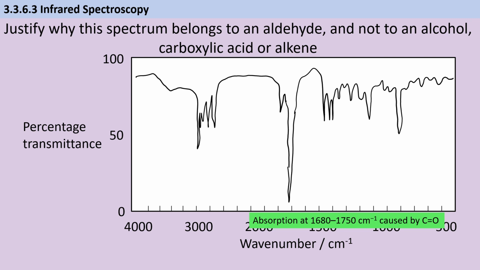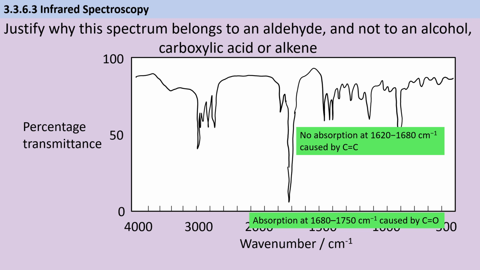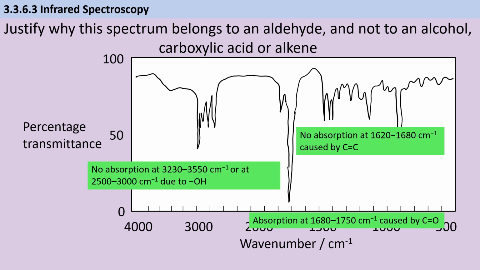So I've got absorption at 1680 to 1750, that's caused by the carbon double bond to oxygen, and again you can see this is a very skinny peak and it goes all the way to the bottom. I haven't got any absorption at 1620 to 1680, so I haven't got that carbon-carbon double bond. And I also don't have any absorption in either of the places that would indicate an OH bond. So I've ruled out both the alcohol and the carboxylic acid.